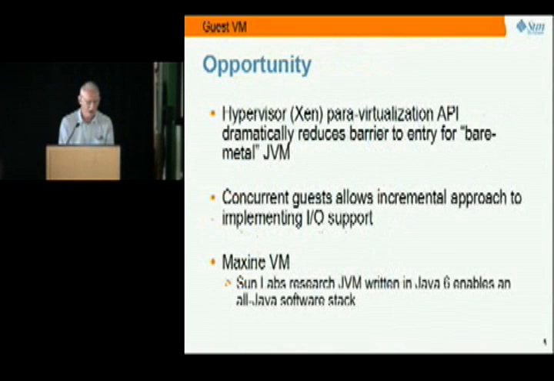So the opportunity that we have, particularly with Xen, Xen has a para-virtualization API, which means that it provides a somewhat higher level API than the bare metal. In particular in respect to I/O. I'll say a bit more about that later. But what it does is it dramatically reduces the barrier to entry for a "bare metal" JVM. It's just a lot less work to do, and you only get to do it once.